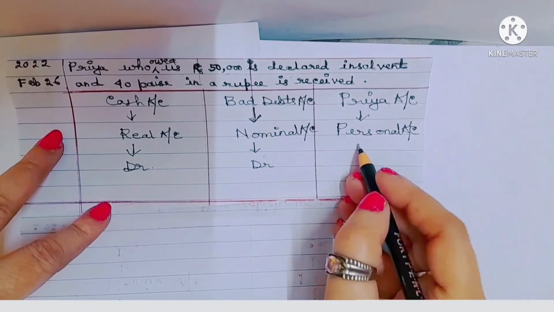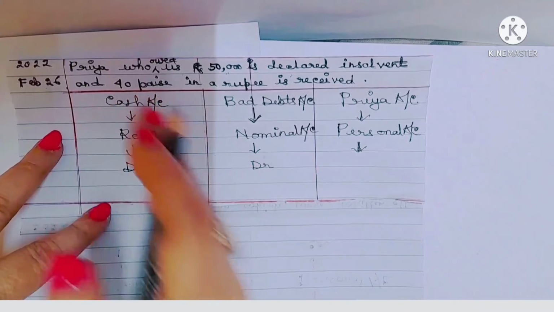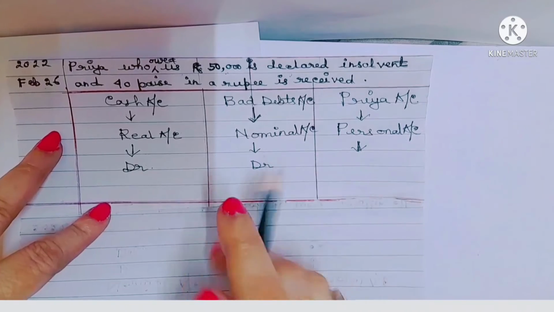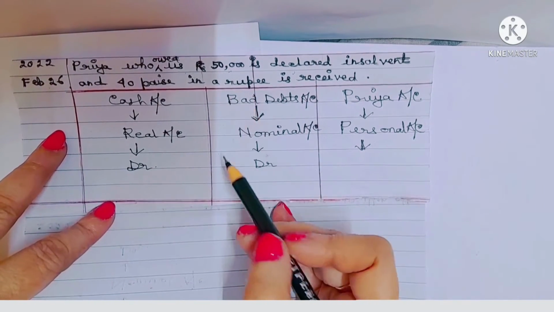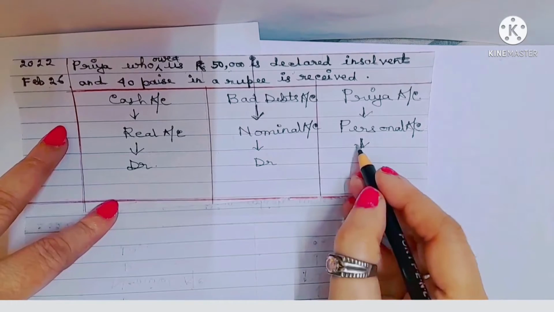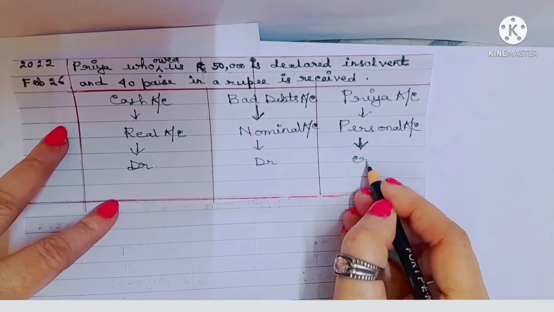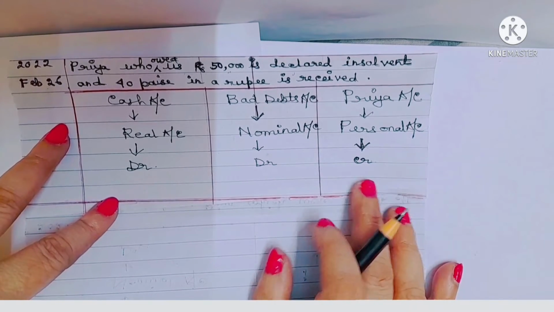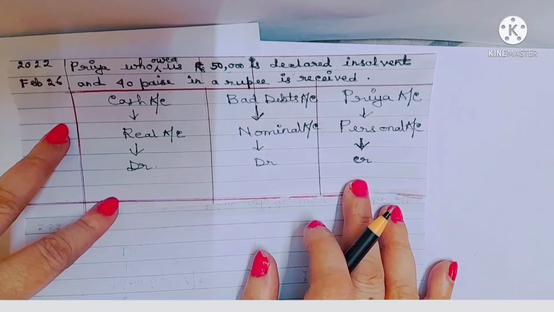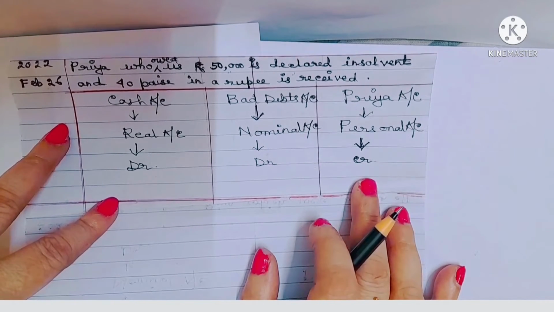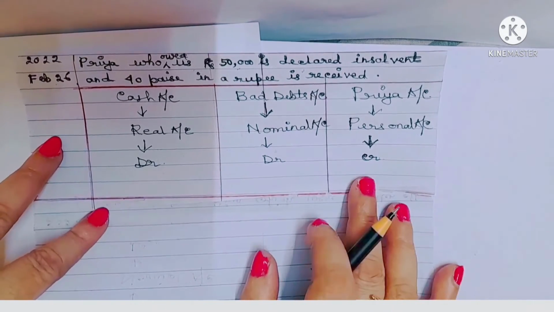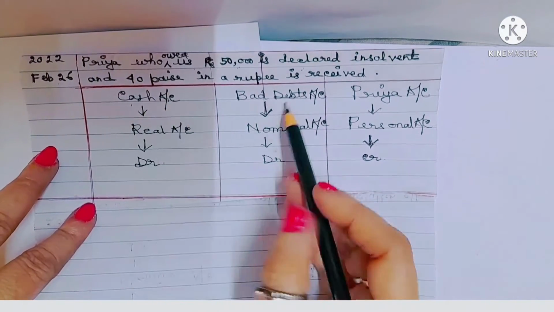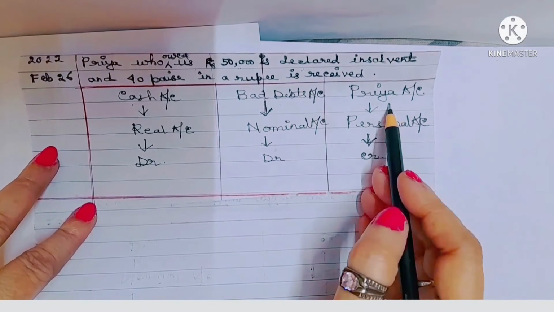Priya falls under personal account, but she is the giver of 40 paisa. That is 20,000 she is giving. So she is the giver. But the rest of the money, 30,000, she is not going to be able to give. But we will still credit her. Priya should be credited. Why? Because we have to close her account. Understood? Number one will be cash account, number two will be bad debts account, number three will be Priya account.